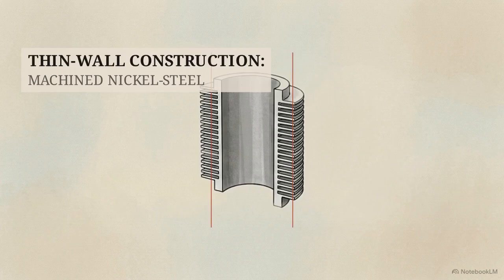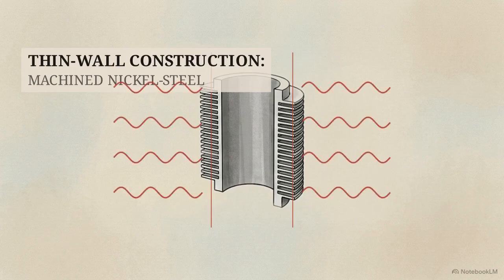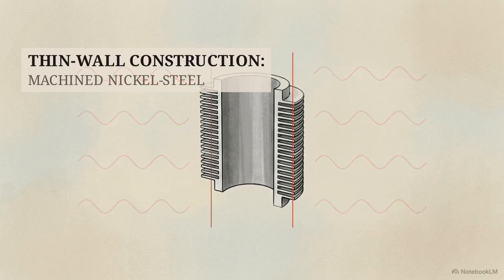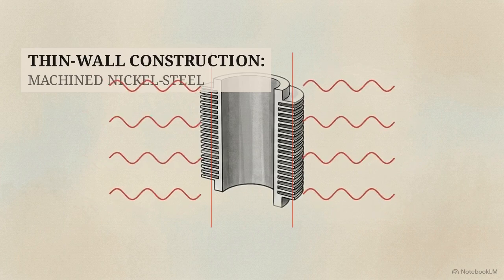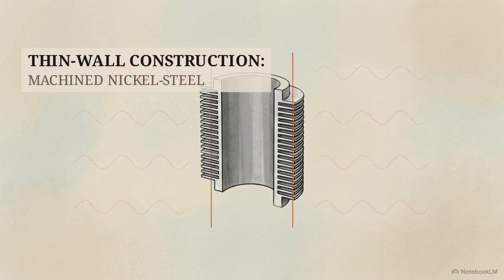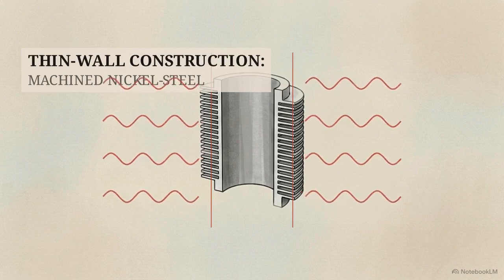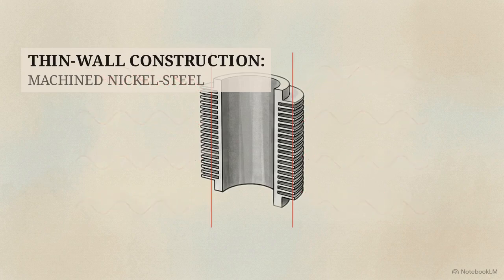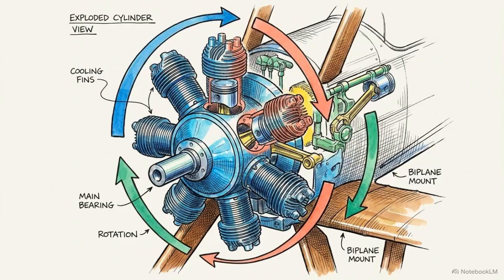To handle this, the cylinders were machined from solid billets of nickel steel. This allowed for extremely thin, lightweight walls that could withstand high internal pressures, while the spinning motion itself dissipated heat through the exterior fins. But that spinning mass introduced specific operational difficulties. The engine acted as a massive gyroscope.